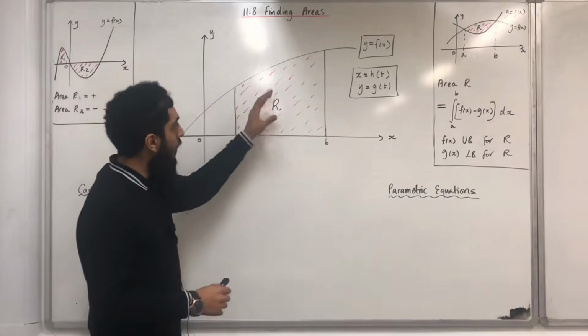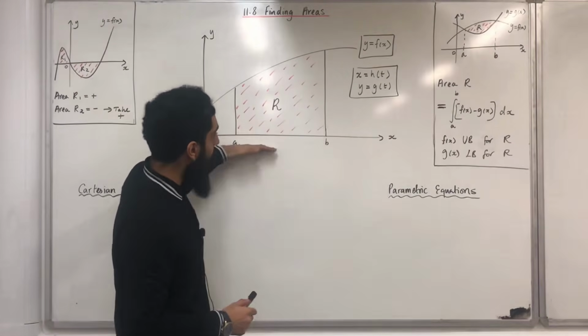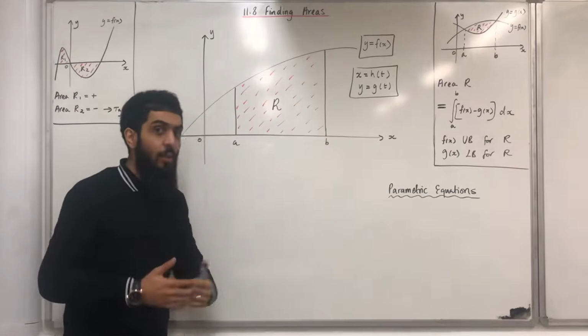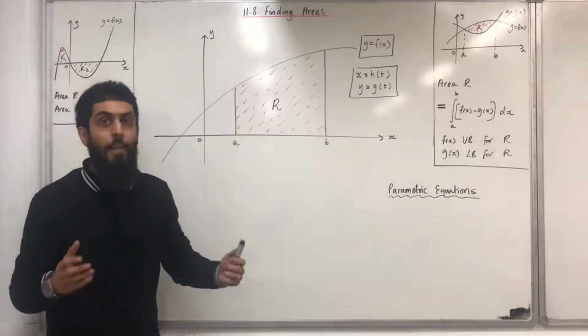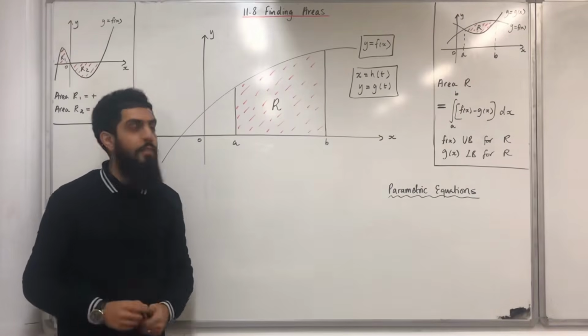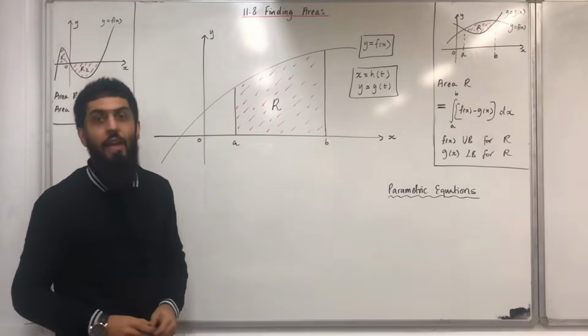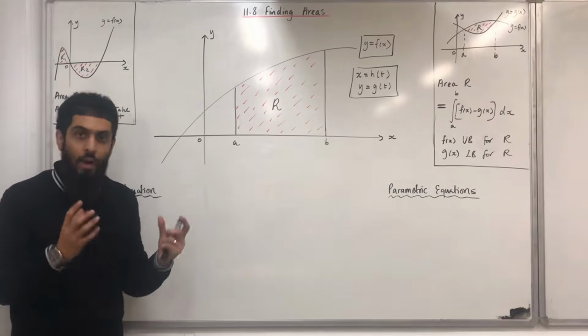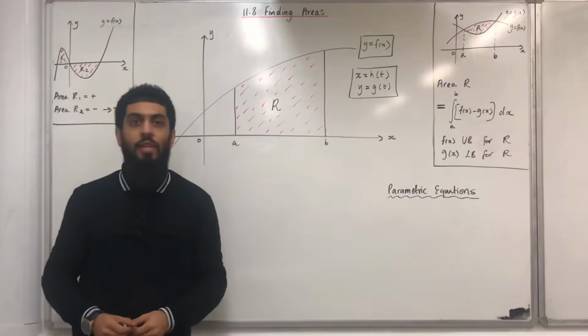Now, the area R is bounded by the curve, the line x equal a, the line x equal b, and the x-axis. The Cartesian equation of the curve is given by y equal f of x, and the corresponding parametric equations of the curve are given by x equal h of t and y equal g of t. Now, the area R can be calculated given the Cartesian equation or the parametric equations.